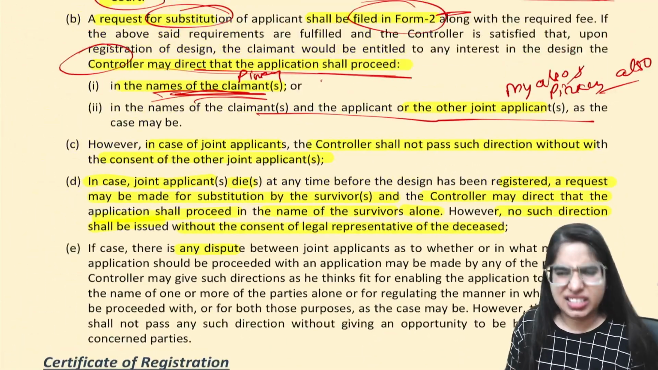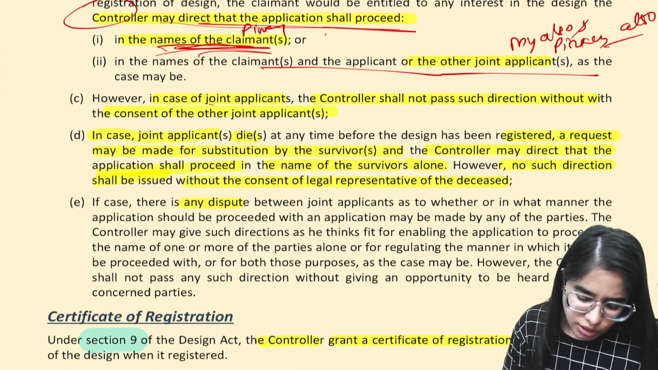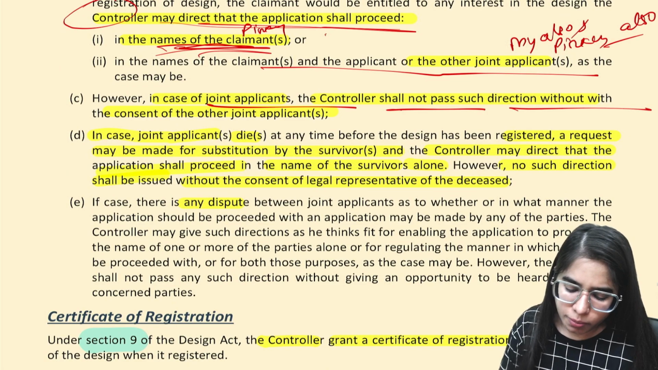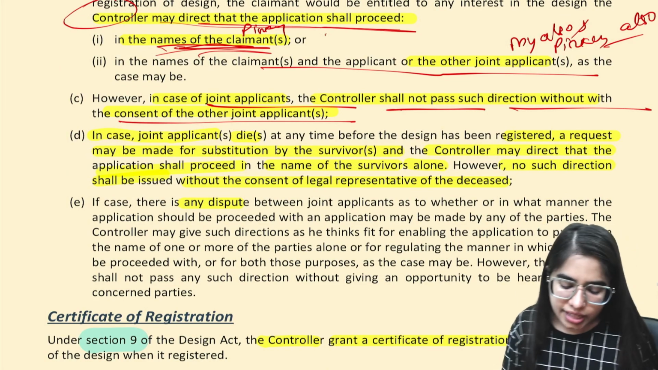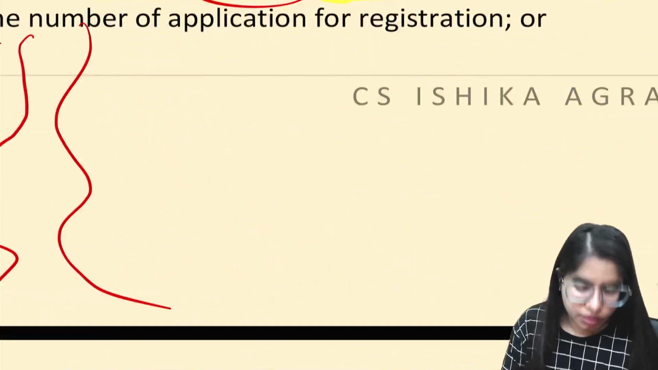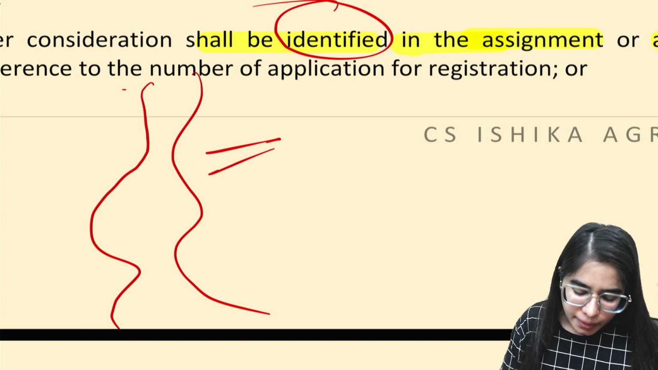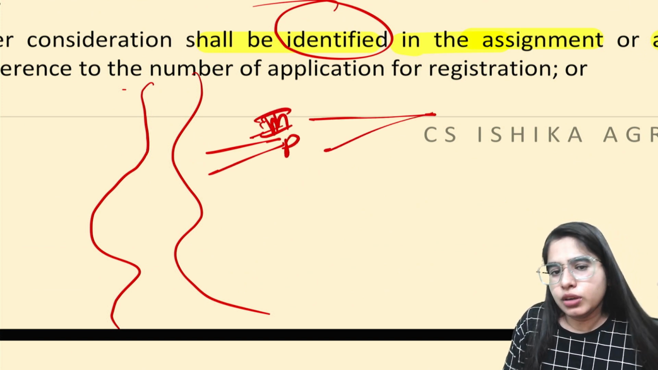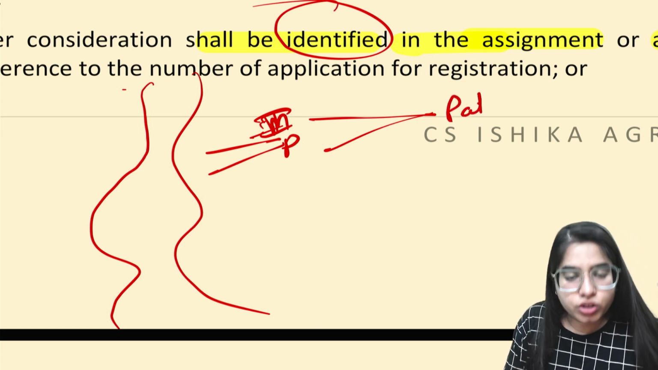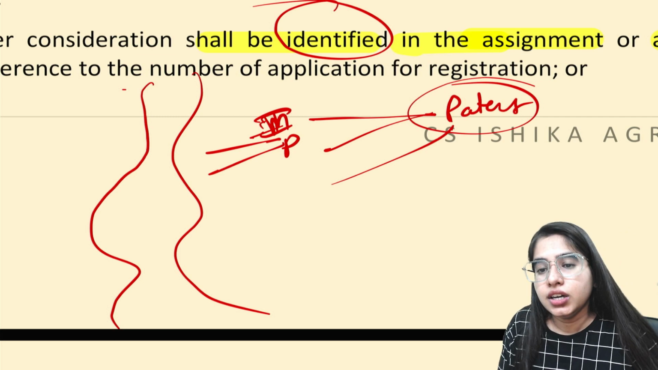That's more than enough, I guess. In case of a joint application, the controller shall not pass direction without the consent of the other joint applicant. Let's say earlier we made a shape of the bottle. Now the shape of the bottle we want to register, me and Pinky, Ishika ma'am and Pinky. We both applied to the patent office for the registration of the shape. Now we want to add Preeti also.